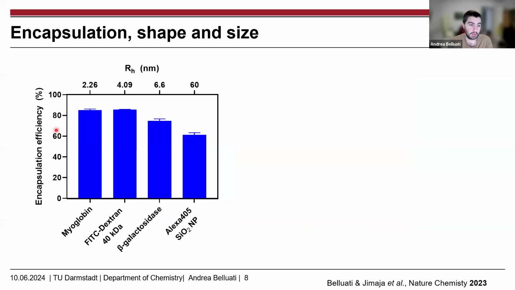Is the encapsulation efficiency dependent on the size of the species you want to encapsulate? Of course, myoglobin, the catalyst, will self-encapsulate because it's already present in the solution, with a nice 80% encapsulation efficiency. Bigger molecules will be slightly less efficient, but still encapsulated. And you can even get nanoparticles encapsulated in your vesicles, like these Alexa 4 or 5 silica nanoparticles.